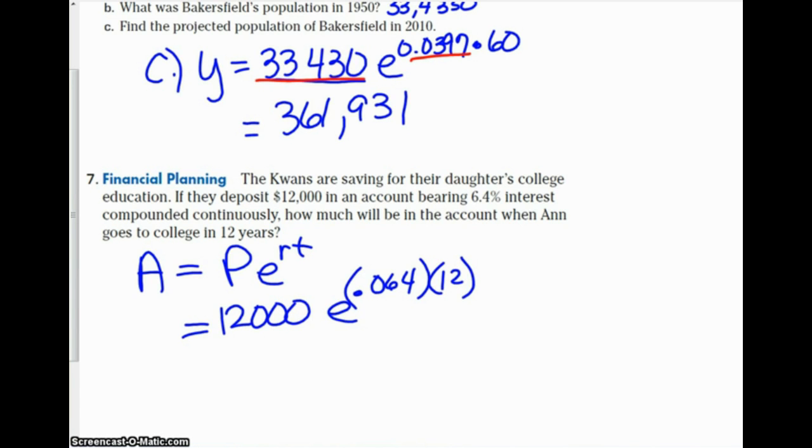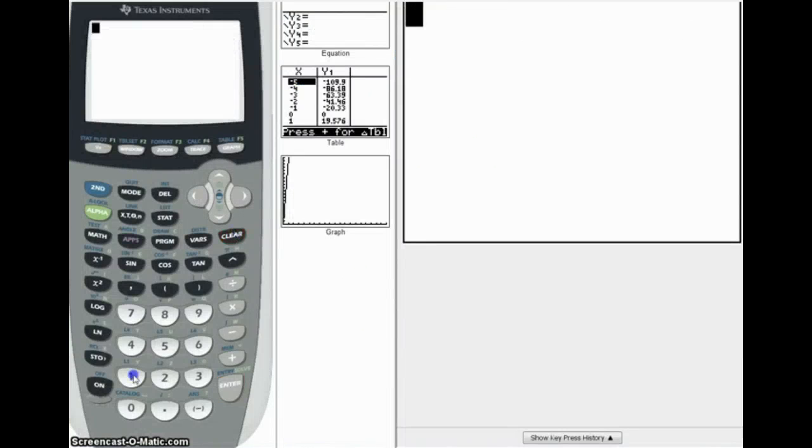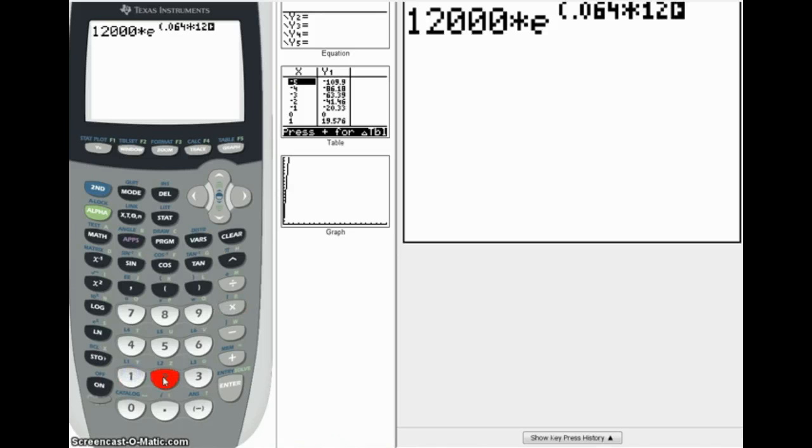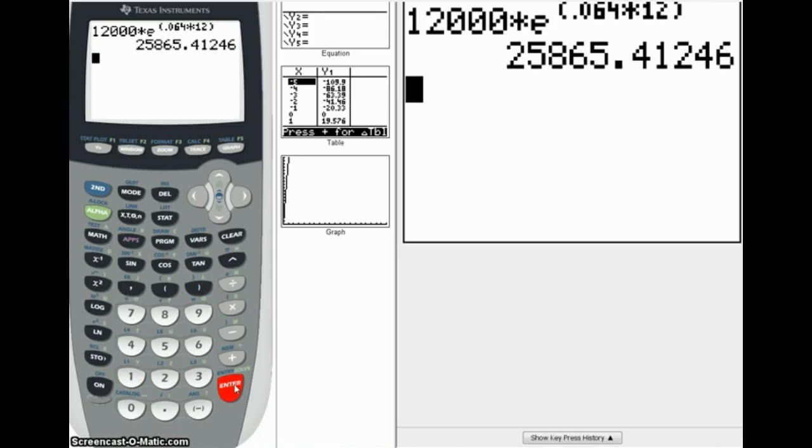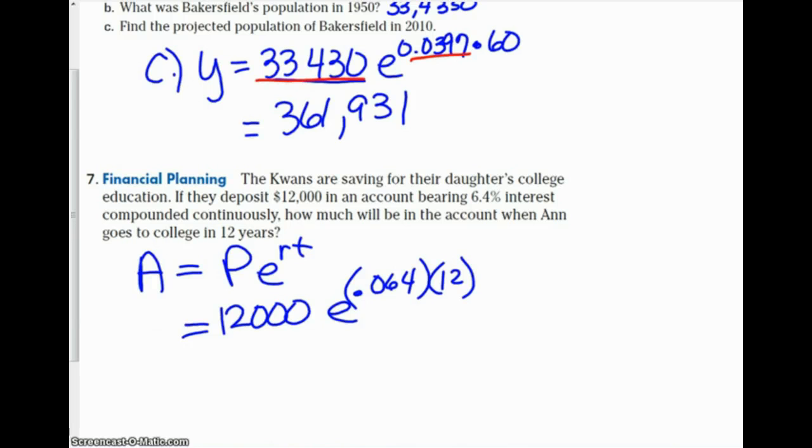All right, so let's work that through here. I'm going to get the calculator up. We had our 12,000, and we multiplied it by e to the power of 6.4%, so 0.064, times 12 years. We get 25,865, and I'm going to round it to that. So it was 25,865.